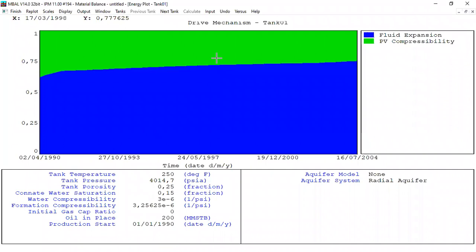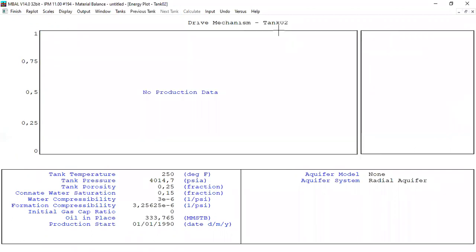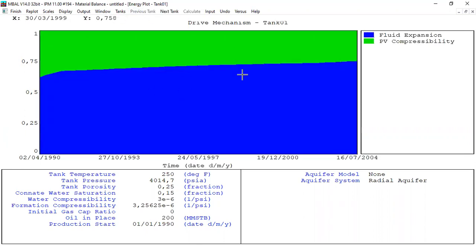for tank one. This is the drive mechanism analysis. So the main drive mechanism is fluid expansion, of course, because we don't have gas cap and we don't have aquifer. So the main drive mechanism is fluid expansion and also pore volume compressibility. Okay, and we click next to tank 2. Because we don't have production data in tank 2, it is blank. So we cannot analyze the drive mechanism in tank 2. Unfortunately, we can only analyze tank 1 because it has production history.